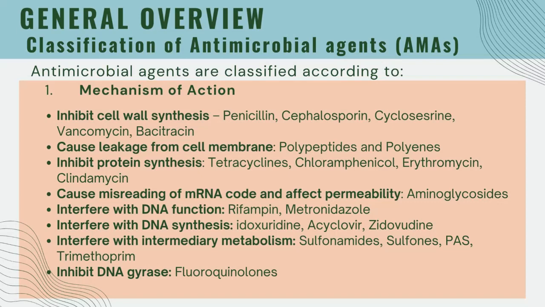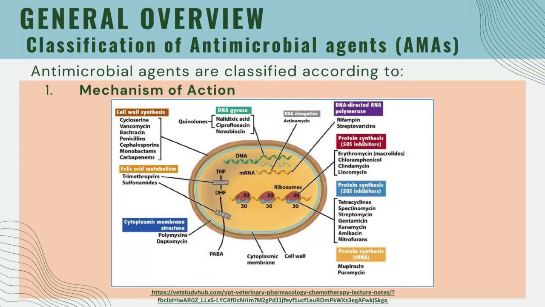The ones that interfere with DNA function are the rifampin and metronidazole. Next is interfere with DNA synthesis are the idoxuridine, acyclovir, zidovudine. The ones that interfere with intermediary metabolism are the sulfonamides, sulfones, PAS, and trimethoprim. The ones that inhibit DNA gyrase are the fluoroquinolones. This is an illustration of the different mechanism of actions of the drugs to the cell.